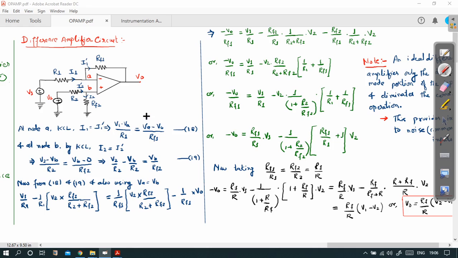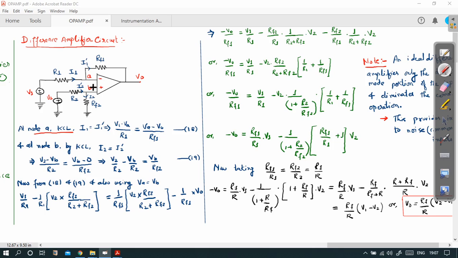The derivation we are all aware of, how to derive the output voltage equation in the case of an op-amp. So let's go through this quickly. When you apply KCL at node A, remember this is node A, we know that the input current into the op-amp is assumed to be 0.